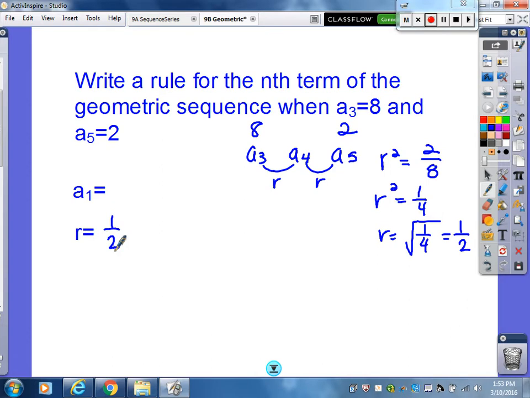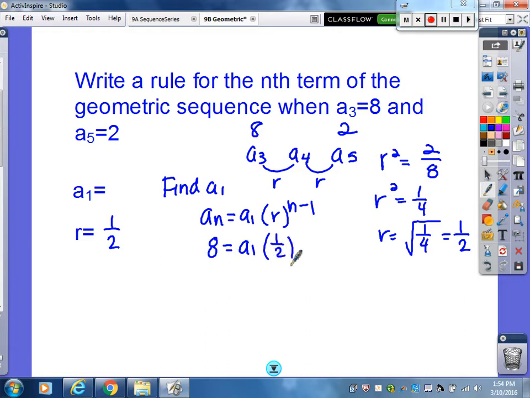Well, now that I have my ratio, I can go backwards and find my first term. Alright, so a sub n is equal to my first term times my ratio to the n minus 1. I'm looking for a sub 1. Alright, I can use either one. I've got my third term being 8 or my fifth term being 2. It doesn't matter which one you use. I'm going to use a sub 3 equals 8. So 8 is equal to my first term times the ratio that I found, 1/2 to the 3 minus 1.